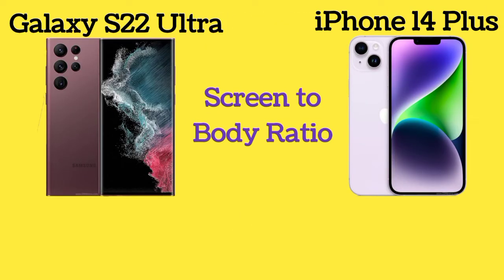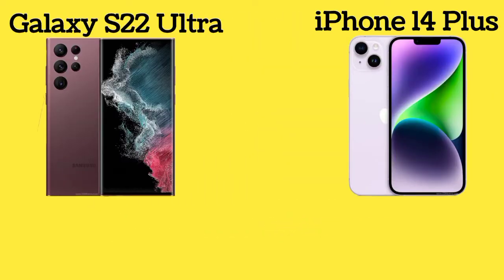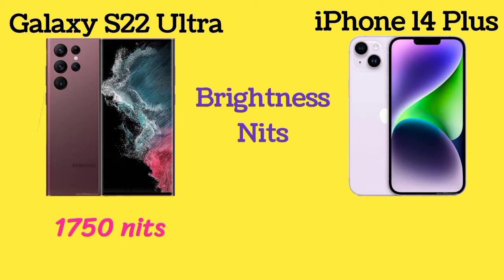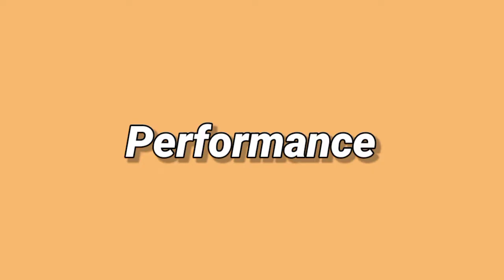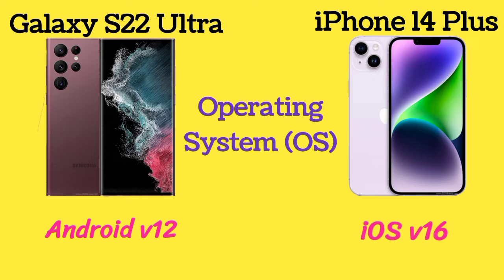Here is the screen-to-body ratio of both Galaxy S22 Ultra and iPhone 14 Plus. Brightness nits of S22 Ultra and iPhone 14 Plus is 1750 nits and 1200 nits. Operating system of Galaxy S22 Ultra and iPhone 14 Plus is Android version 12 and iOS v16.